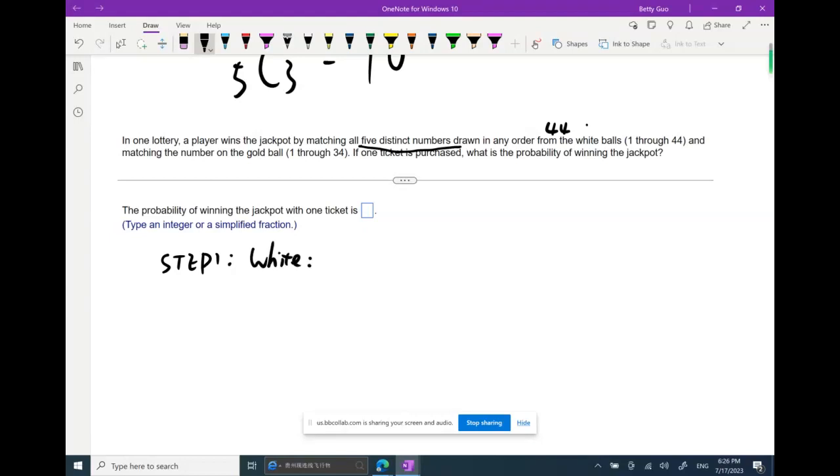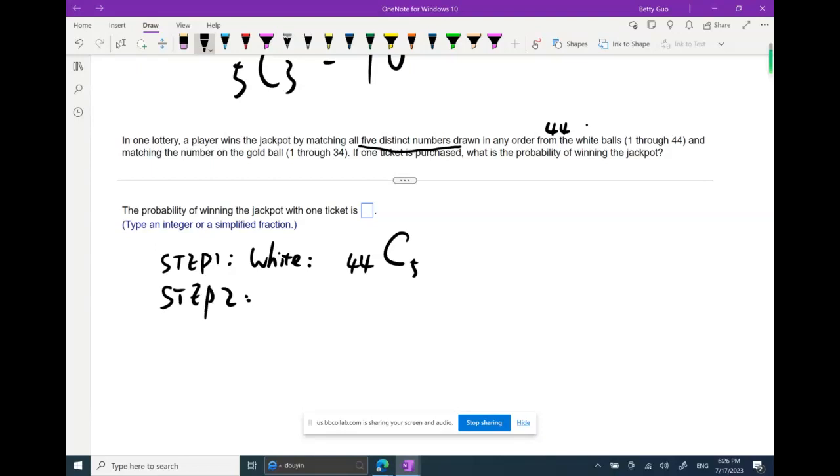Get 5 distinct numbers, in any order, so it really doesn't matter. The order doesn't matter. From 44 white balls. So this is a combination. So C544. That's the first step to play the game.